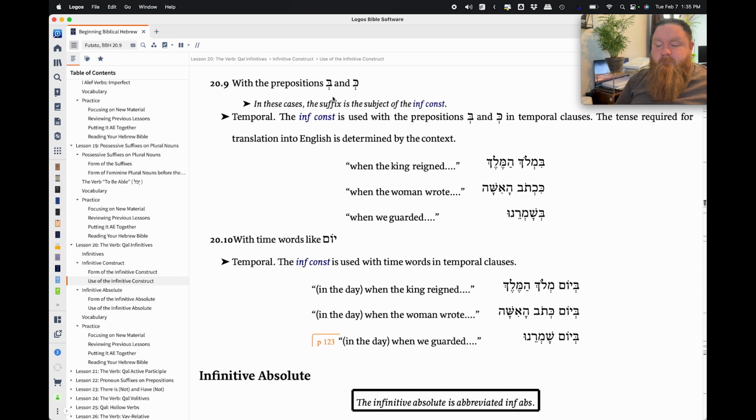Other uses, one with the bet, this would be a temporal use. So you often see this at the beginning of a sentence. Similarly here, when you see bayom, the preposition bet with yom and then the infinitive, this would be something like in the day to reign the king would mean in the day of the king's reigning, or in the day when the king reigned. And you wouldn't even necessarily need to translate bayom. I would say for this class, keep it in, but as you develop in your translation, you may not use it because it's a convention in Hebrew that is not as common in English.